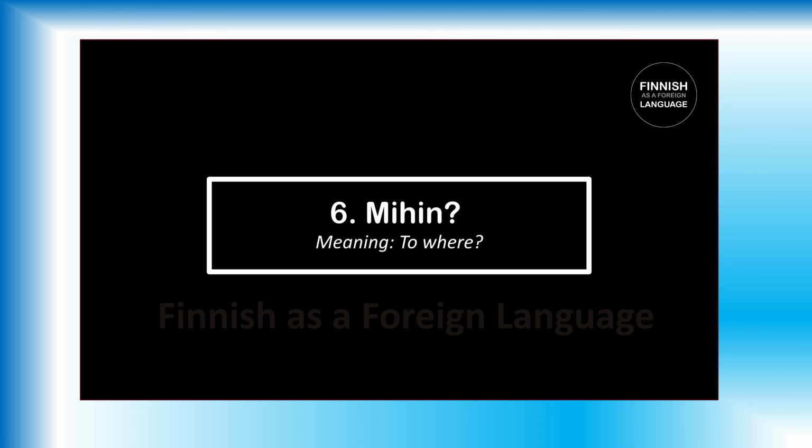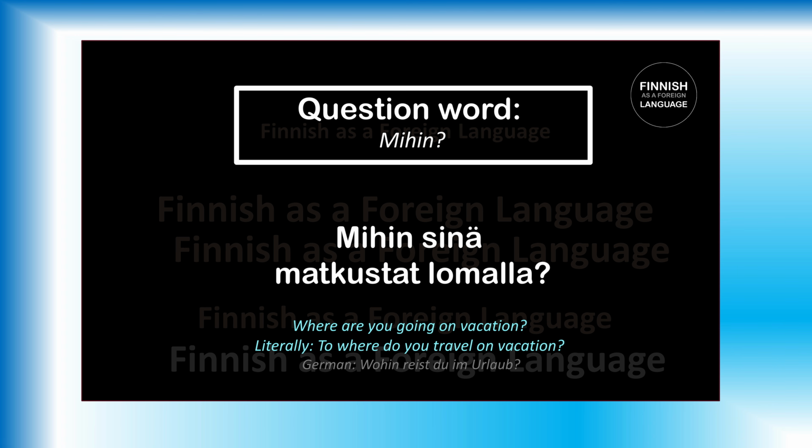Our next question word is mihin, which means to where. Here's our first question. Mihin sinä matkustat lomalla means where are you traveling on vacation? So mihin here is the illative case and means to where or to what. Sinä means you. Matkustat here is the second person singular present tense of the verb matkustaa, which means to travel, and lomalla means on vacation. So let's repeat again. Mihin sinä matkustat lomalla? Where are you traveling on vacation?